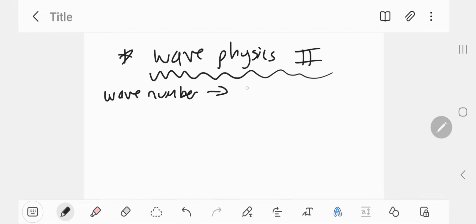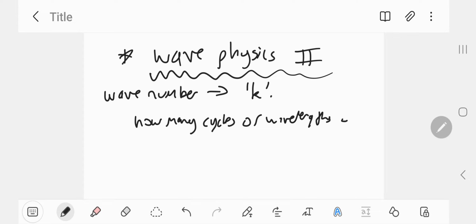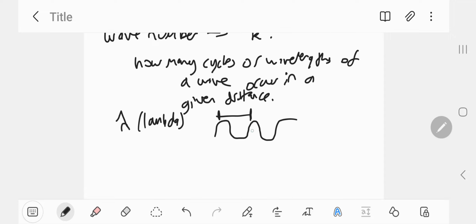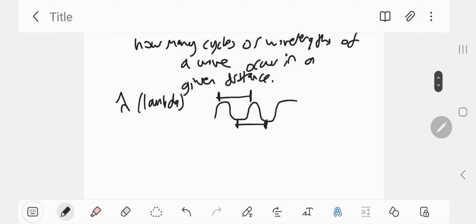Now, wave number is usually given the symbol k in physics, and it's used to describe how many cycles, or wavelengths, I should say, of a wave occur in a given distance. If you recall, lambda, the Greek symbol lambda, is the distance between two consecutive peaks, in other words, crests or troughs, dips. That's the wavelength. Let's derive the wave number.